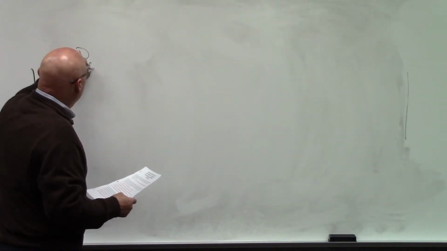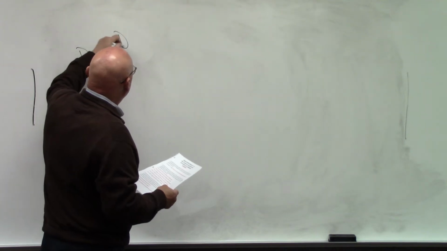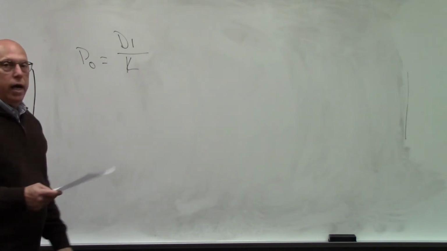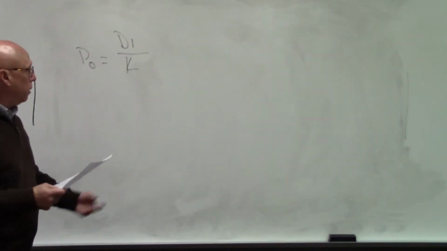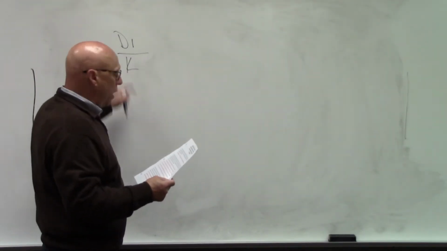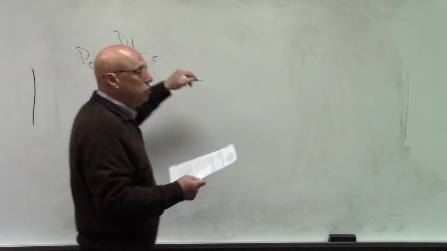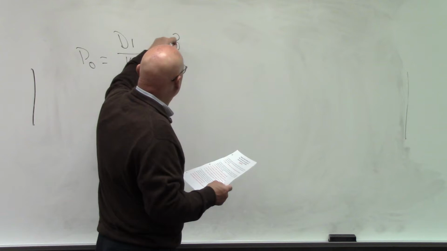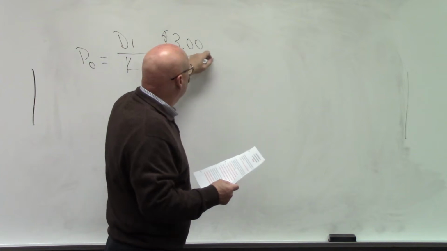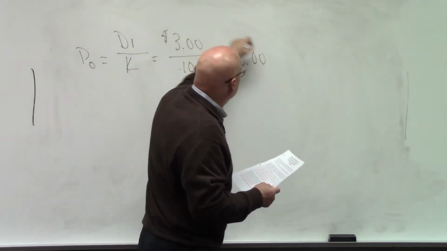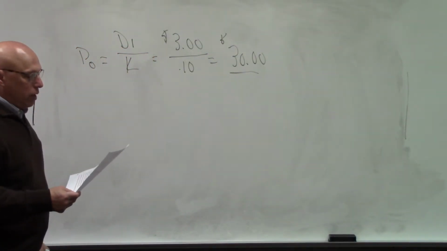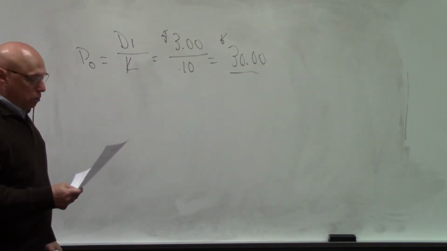So in this case, P0 is equal to D1 divided by K. That's the formula for a dividend that is not growing, like a preferred stock. There is no G, so you just divide D1 by K. In this case, D1, D2, D3 will all be $3, divided by 0.10, and your answer is $30. Easy enough. So that's no growth.